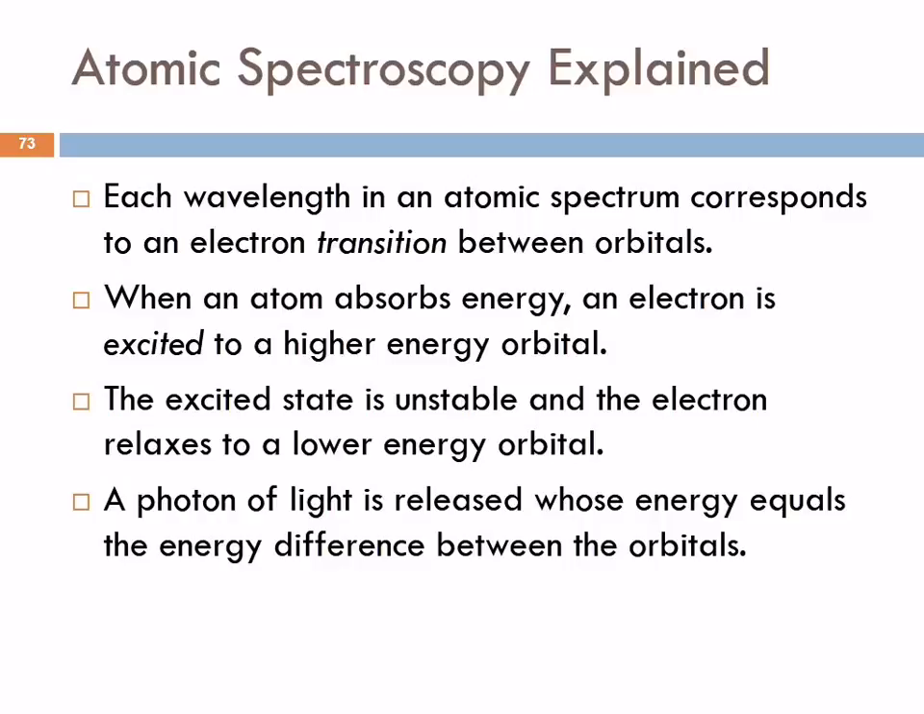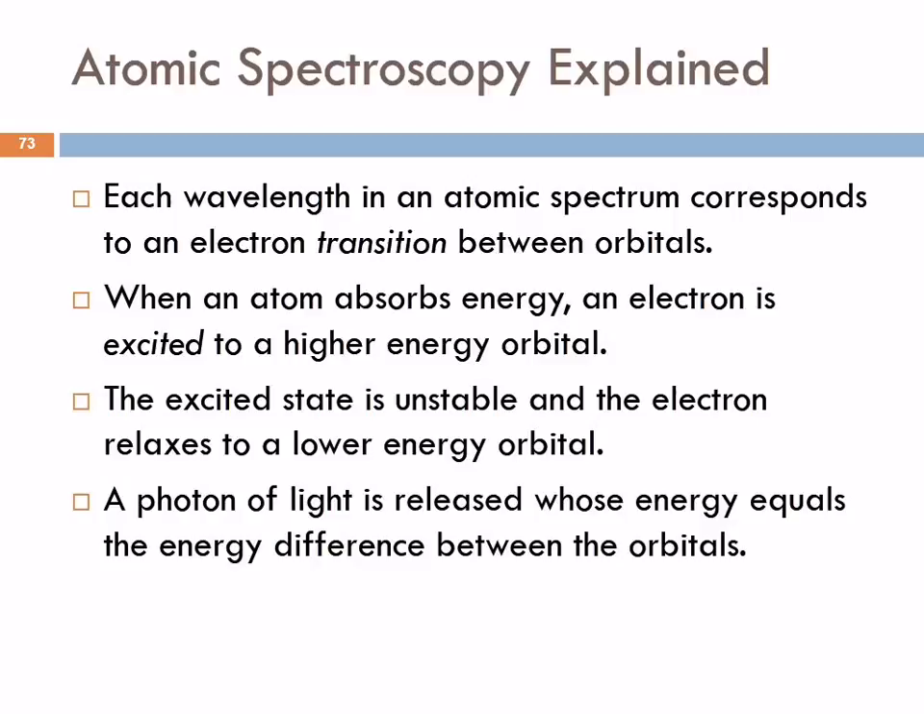So, atomic spectroscopy explained. Each wavelength that we observe in the spectrum corresponds to a transition between orbitals. When the atom absorbs energy, it goes to a higher level. We see discrete lines, specific wavelengths that are absorbed because it can only absorb just the right amount of energy to jump up to that level.